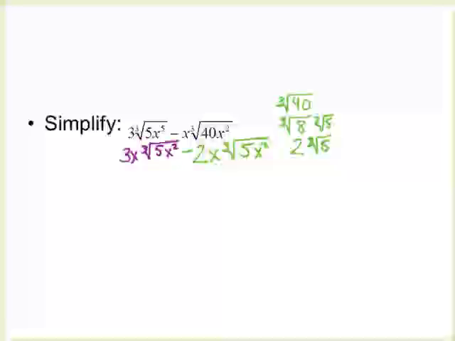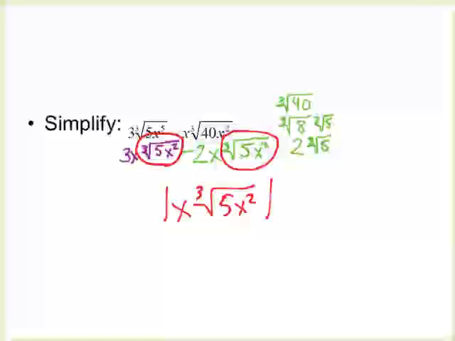Do the roots match now? Yes, they do. So I've got 3x times the cube root of 5x squared and another 2x times the cube root of 5x squared. So if I have 3x of something minus 2x of something, what do I get? 1x of that something. And that's our final answer.